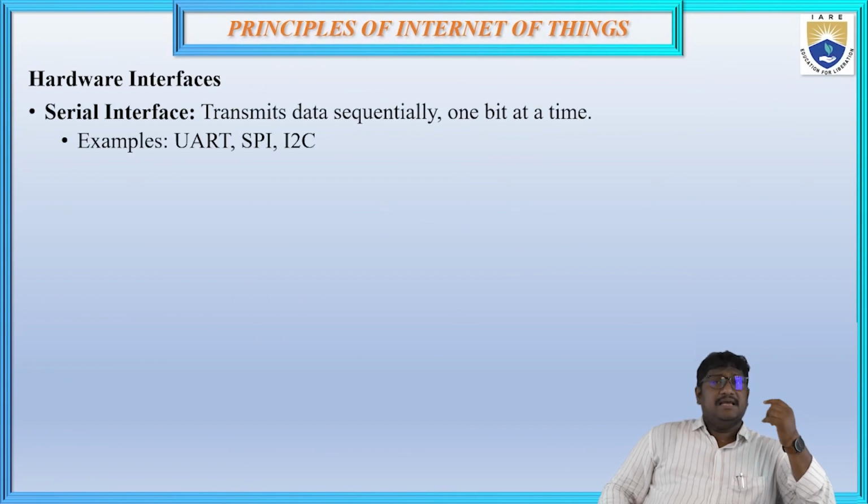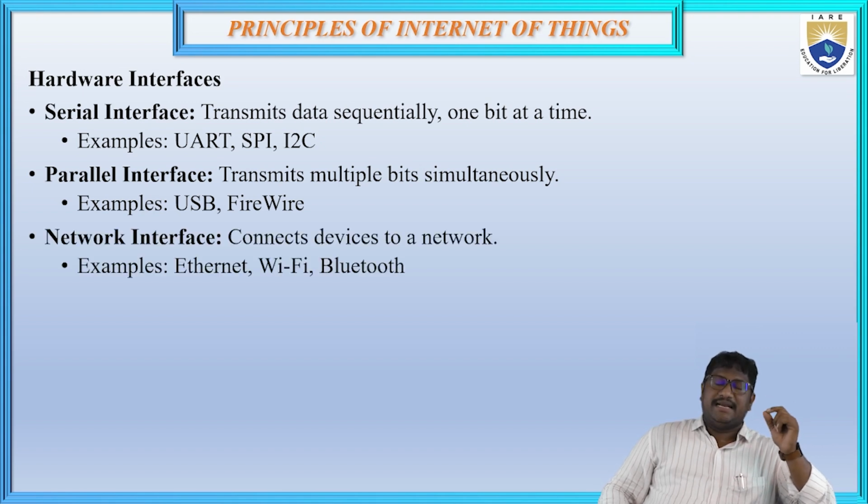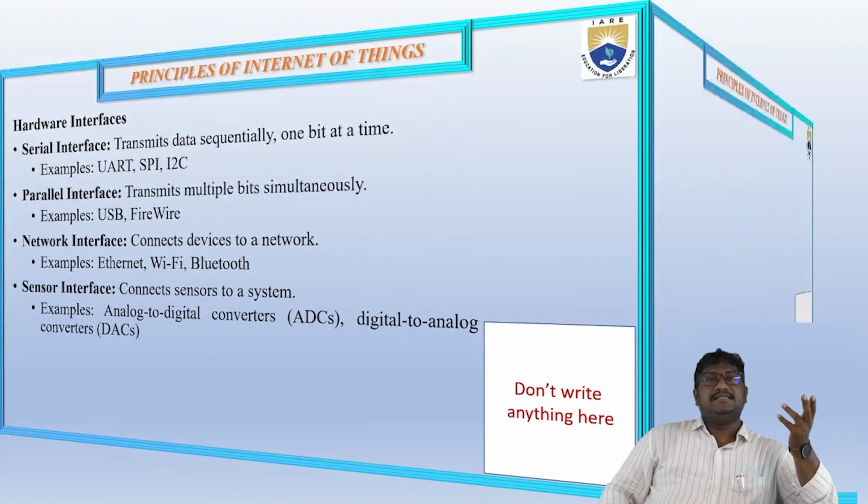Coming to hardware interfaces, serial interfaces are there. In serial interfaces, we transmit the data sequentially, one bit at a time. The best examples are UART, SPI, I2C. We are going to discuss these serial interfaces in detail in our next class. And coming to parallel interface, which transmits multiple bits simultaneously, for example USB and FireWire. And coming to network interface, which connects the device to a network, such as Ethernet, Wi-Fi, Bluetooth. And coming to sensor interface, which connects your sensors to the system. The examples are ADCs and DACs, analog to digital converters and digital to analog converters. These are the hardware devices which exist.